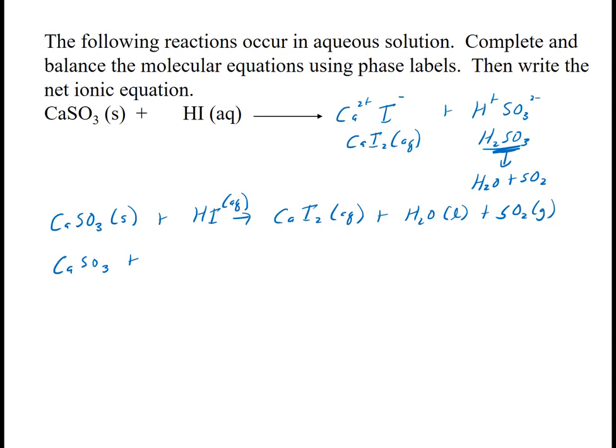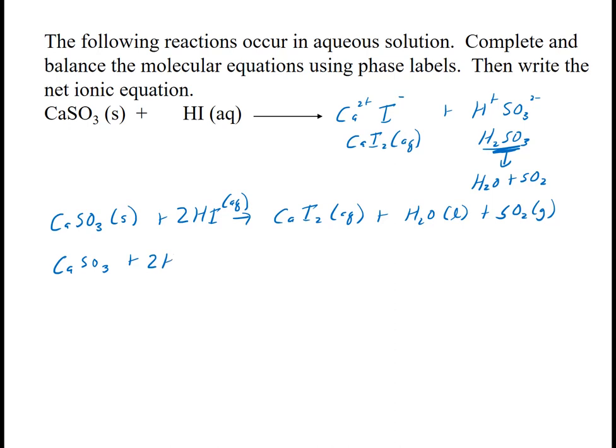To write the complete ionic, this doesn't break up because it's a solid, so this stays CaSO3. Plus, this does, I forgot to balance it. Alright, I've got 1 calcium, 1 calcium, 1 sulfur, 1 sulfur, 3 oxygens, and 3 oxygens, 1 plus 1 here for the water and 2 here for the SO2. I've got 1 hydrogen and 2 hydrogens, so I'm going to put 2 in front of that. And now 2 times 1 is 2 iodides, and 1 times 2 is 2 iodides. So all I had to do is put the 2 there.